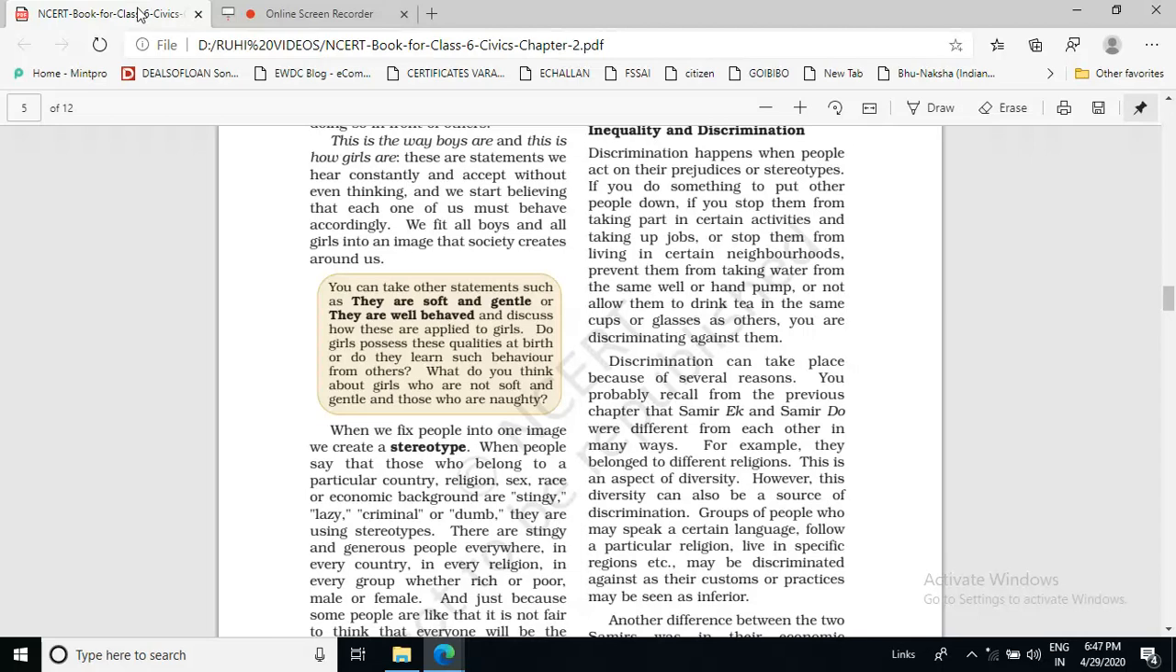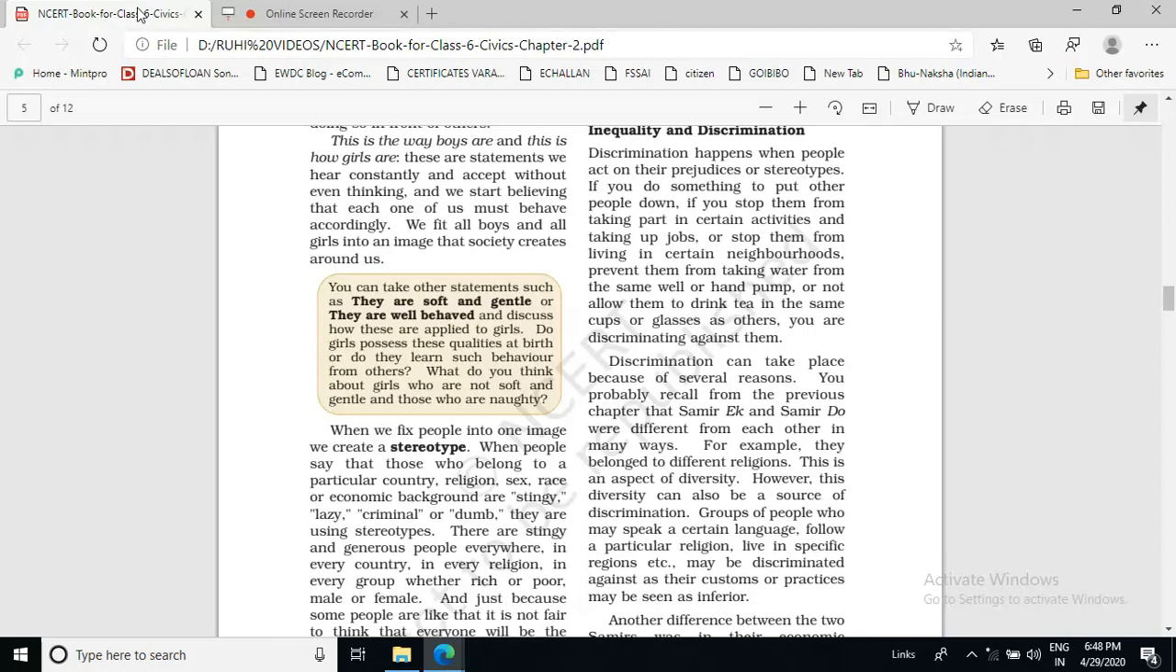Why are they considered inferior? Because it is thought that their customs or practices are inferior. And because of this thinking, people start discriminating against such people. So in the previous chapter, we have seen the story of Sameer Ek and Sameer Do. They belong to different religions, isn't it? And that difference in religion, that diversity, becomes a reason of discrimination.